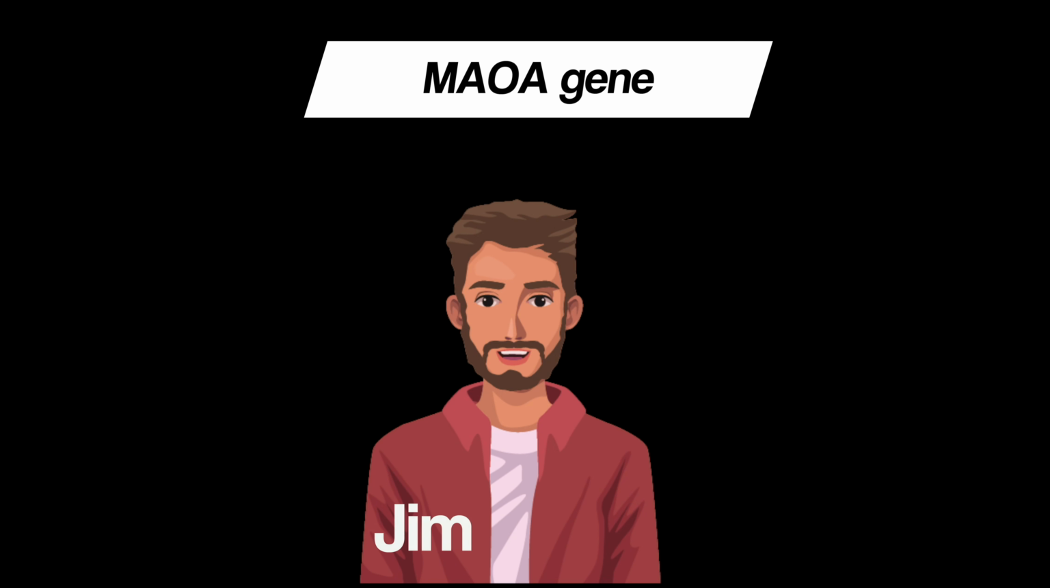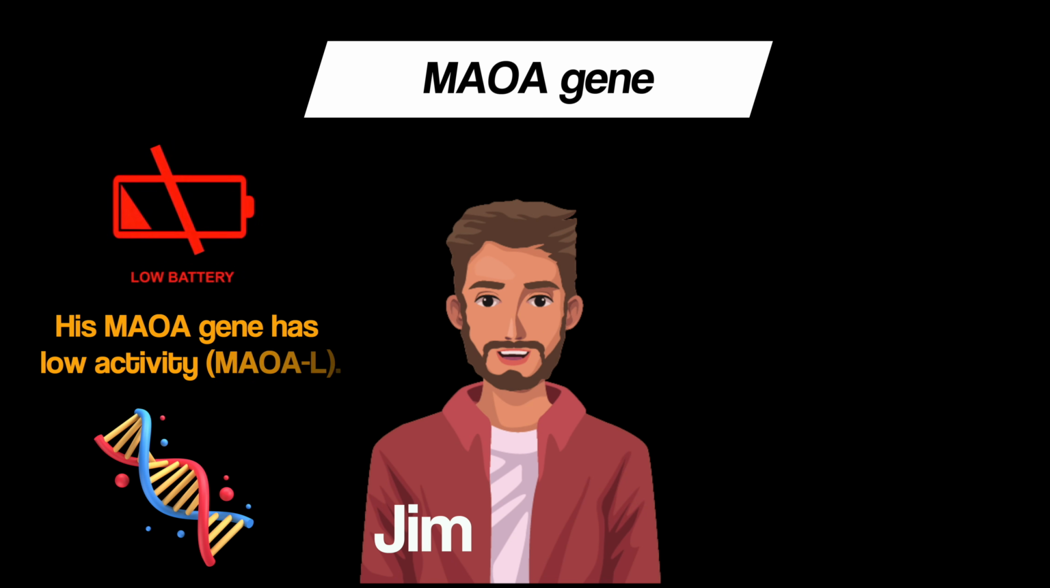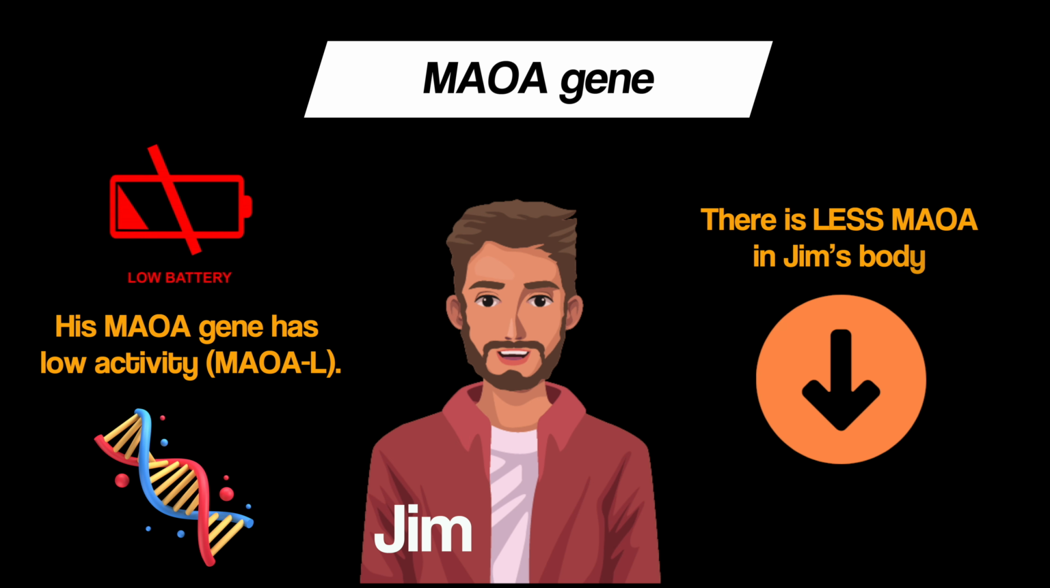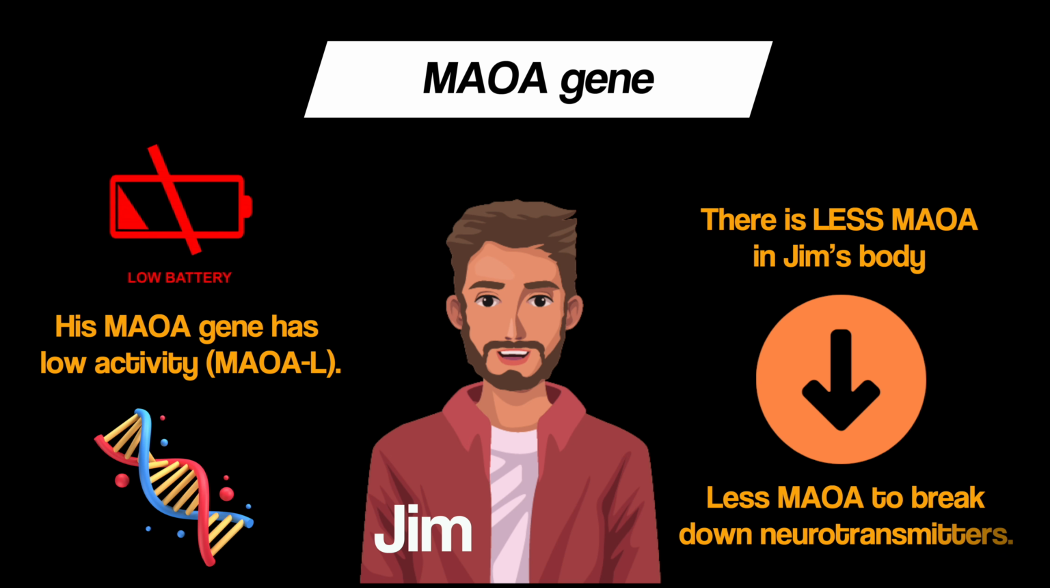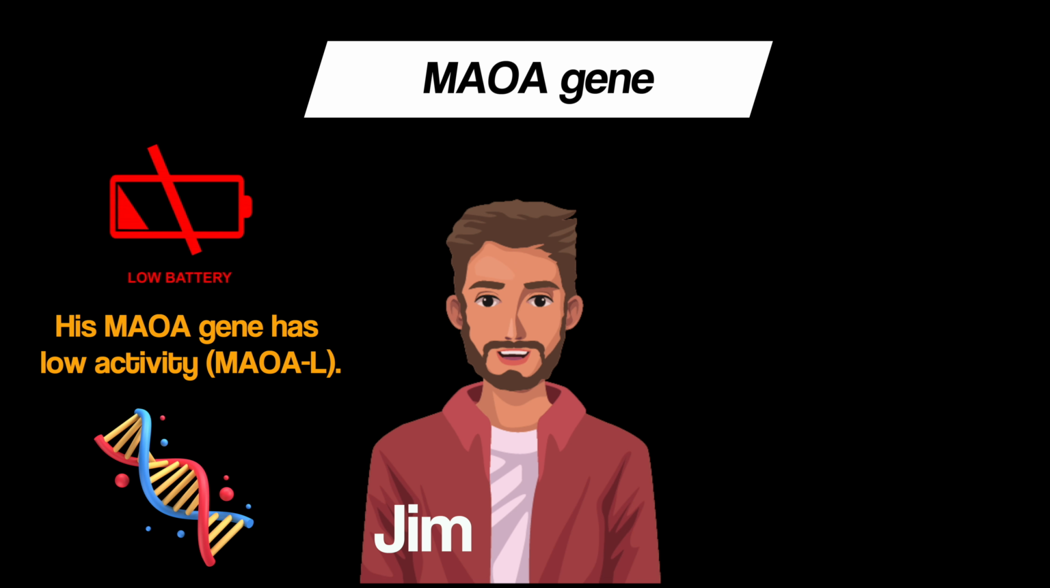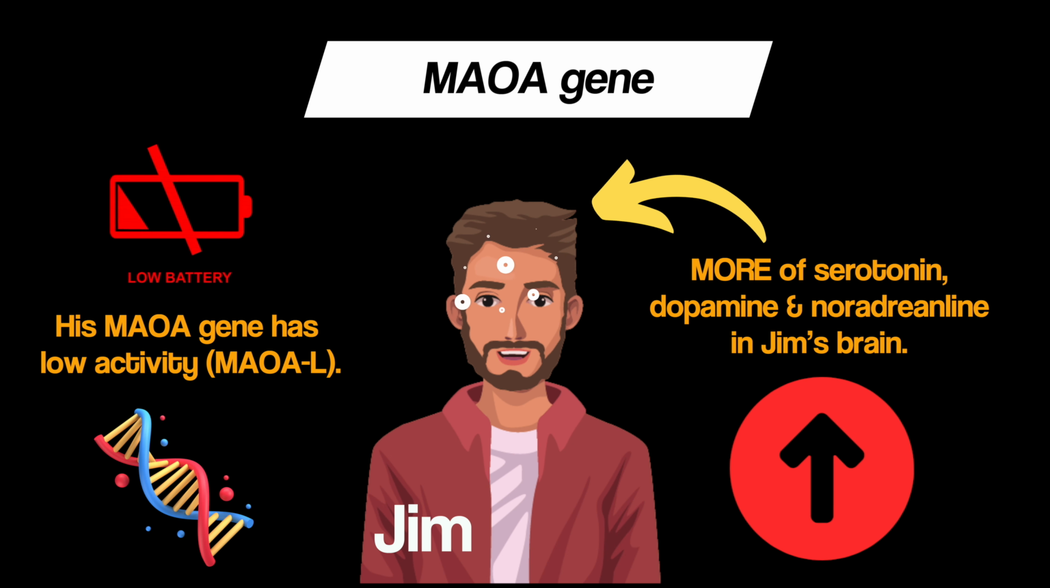So meet Jim. Jim has something different going on with the MAOA gene. His MAOA gene has low activity. It's known as MAOA-L. As a result, this means there is less MAOA in Jim's body, and that means there is less MAOA to break down those neurotransmitters like dopamine, serotonin, and noradrenaline, which means there are more of these neurotransmitters in Jim's brain, which has been linked to increased aggression.